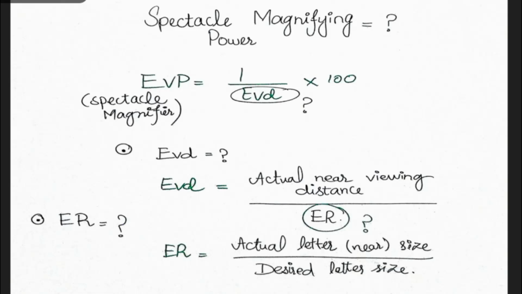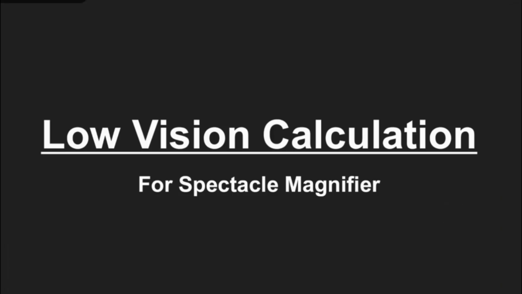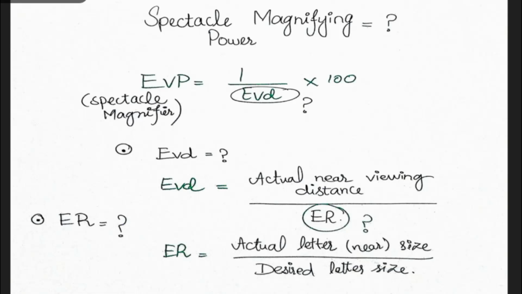So for this you have to know the formula, which is EVP, and the other name of EVP is equivalent viewing power. Equivalent viewing power is the power of the spectacle magnifier which should be given to the patient, right? So if we have to find this EVP, it means how much power a patient should have to see the 1M notation, right? So EVP equals 1 over EVD multiplied by 100, where EVD is the equivalent viewing distance, or the distance at which this power gives good vision.